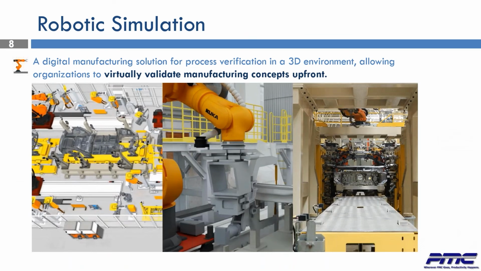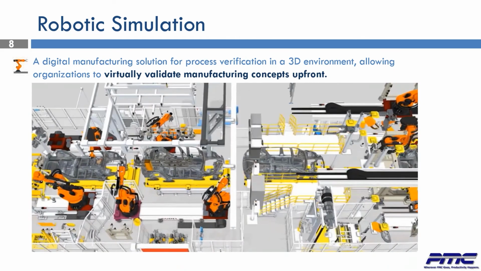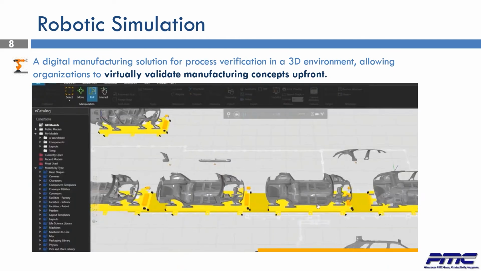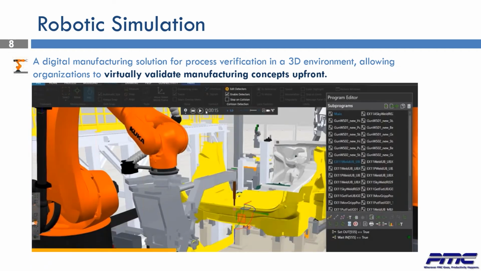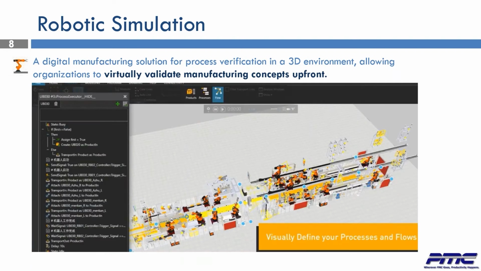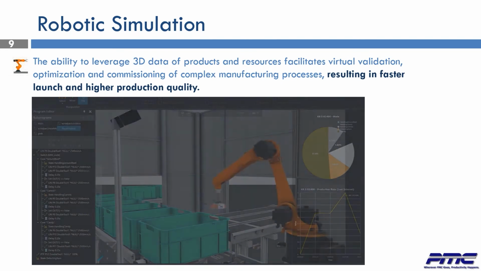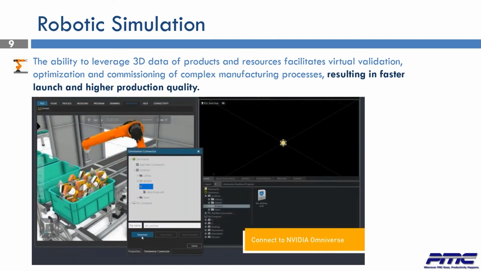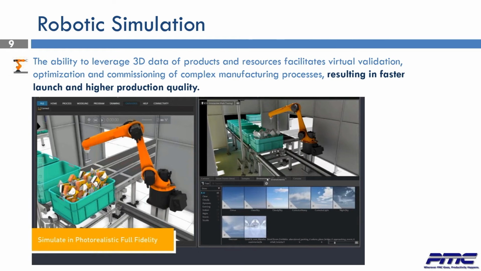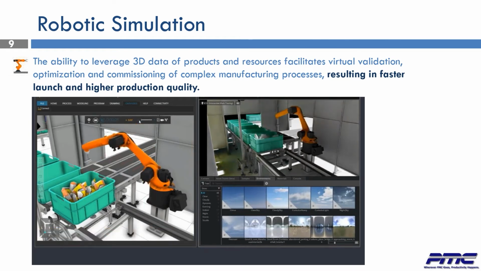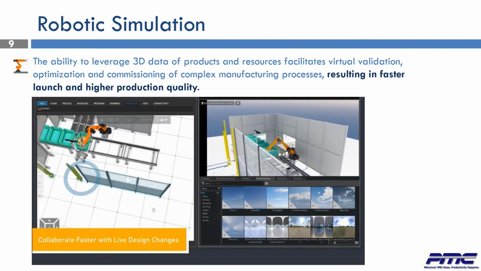So robotic simulation is a solution for verifying and analyzing processes within a 3D controlled environment where we can simulate, test, and validate concepts in advance without, for example, having the real system installed and working. Robotic simulation applications also allow us to leverage 3D product and research data. This facilitates, for example, virtual validation, optimization, and commissioning of complex manufacturing processes. And this results in a rapid market launch and high production quality.